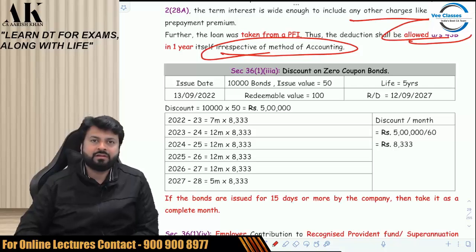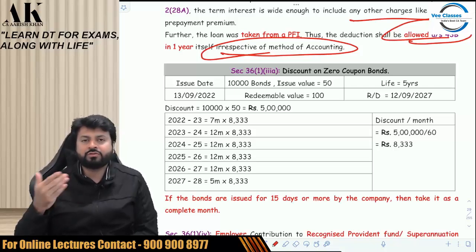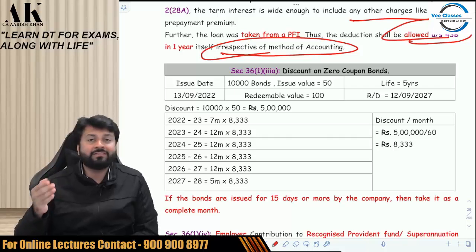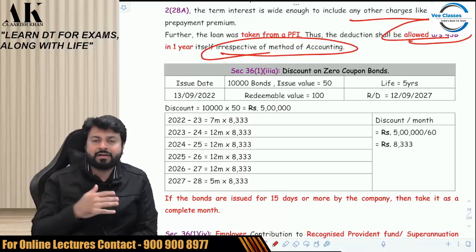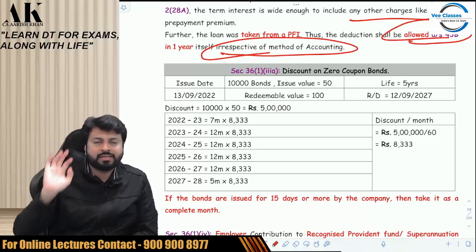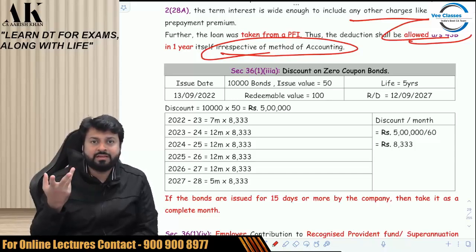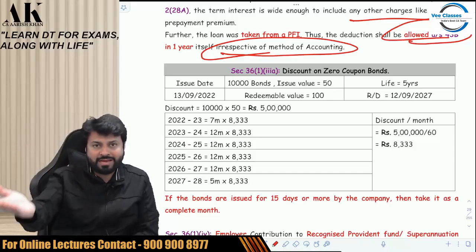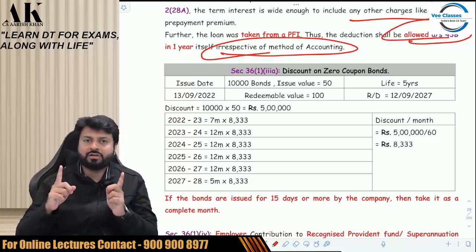For example, if the value of the bond is 100 rupees, I will issue you the bond at 50 rupees and I will redeem the bond at how much? Say at 100 rupees. So I will issue at 50 and I'll redeem at 100. For me, 50 rupees is cost, and for you, 50 rupees is income. Because today I am issuing at 50, so you will be paying me 50. And I have to pay you back 100. So for me, 50 rupees is cost. So how do we get the deduction of this cost?